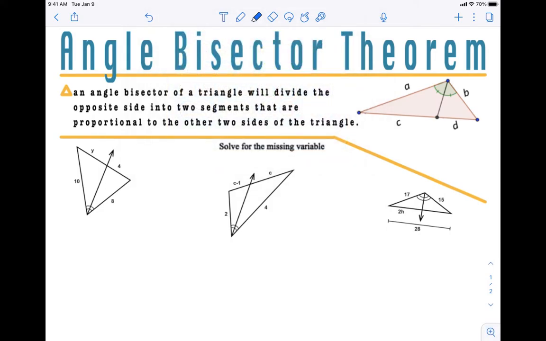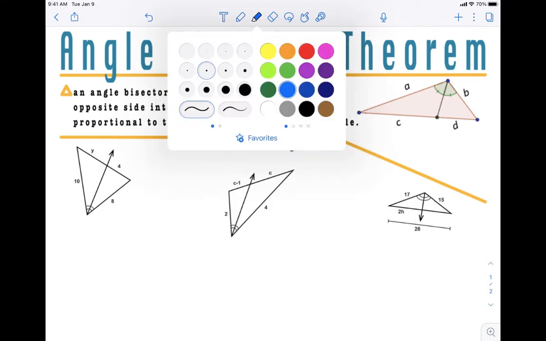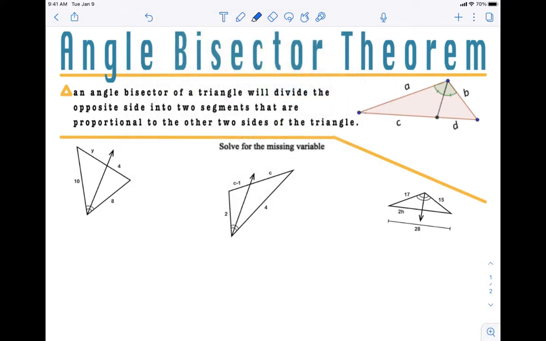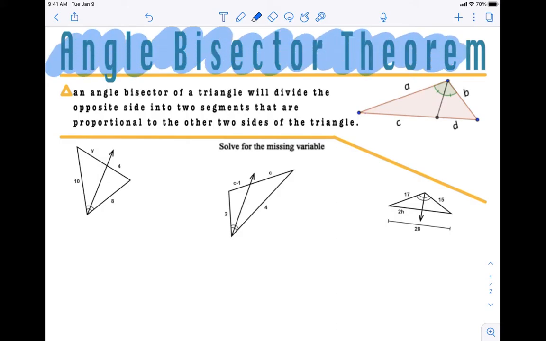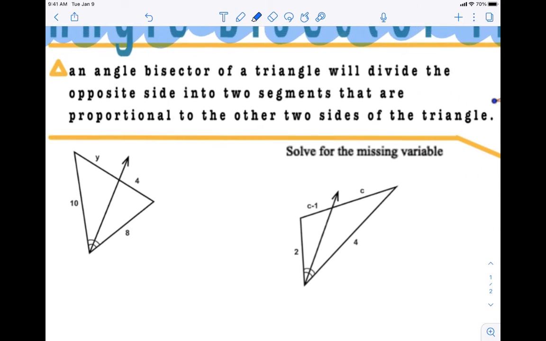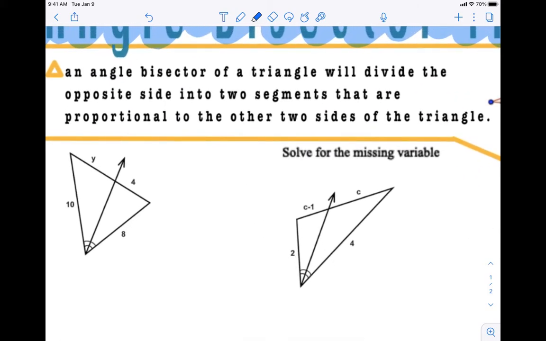So, the name of these notes is called Angle Bisector Theorem, right? Angle Bisector Theorem. So, we talked about the angle bisector before, now we're going to talk about the angle bisector theorem. So, let us see what the angle bisector theorem says, right?